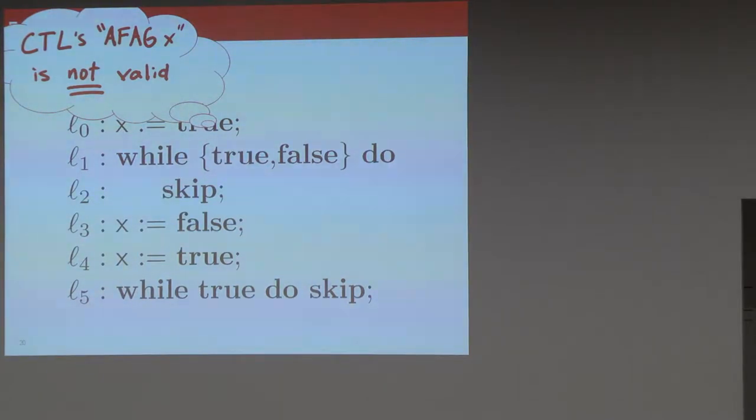But in CTL, the morally equivalent property, AFAGX, is not valid. So the problem here is that AFAG is saying, can you find some frontier, some set of states that you eventually reach? And from that set of states, now X is true and stays true forever. So the AF is like, do you get to the frontier? And then the AGAX is, from that frontier, is X being true invariant? And it turns out there is no set of states that you eventually reach in this program such that from that point on, X is true and stays true.